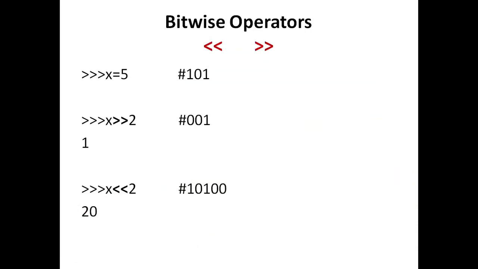Let's see our last two bitwise operators. The first one is called the left shift operator and the second one is called the right shift operator. This one is the left shift operator and this one is the right shift operator, and they shift the number of bits assigned to them. So in our first example, the value of x, which is 5, is shifted 2 bits to the right side as it is a right shift operator.